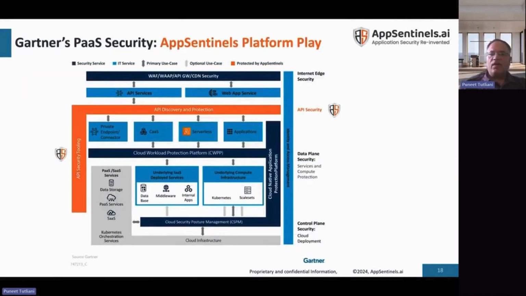This is a very brief reference architecture from Gartner, where they suggest that any API being exposed in the environment, any application which is exposed on the cloud, you should have API discovery and protection right at the top. So all APIs should be discovered and should be protected by an API security platform. And then they're also recommending that there should be API security tooling, which should be able to perform the security testing. And all of this, rather beyond this, is already provided by App Sentinels to its customers.